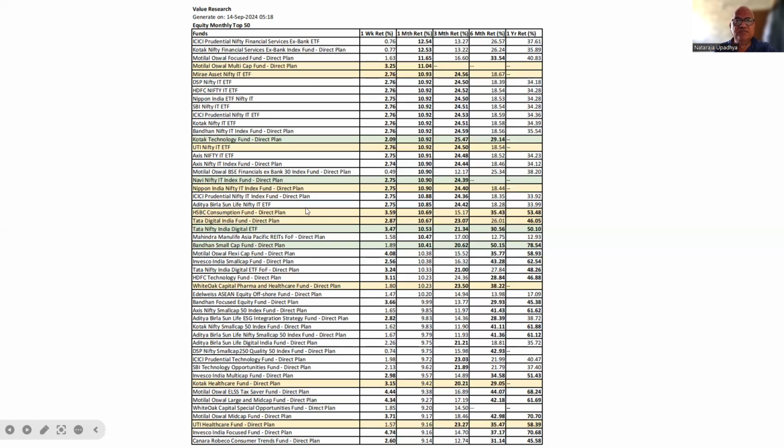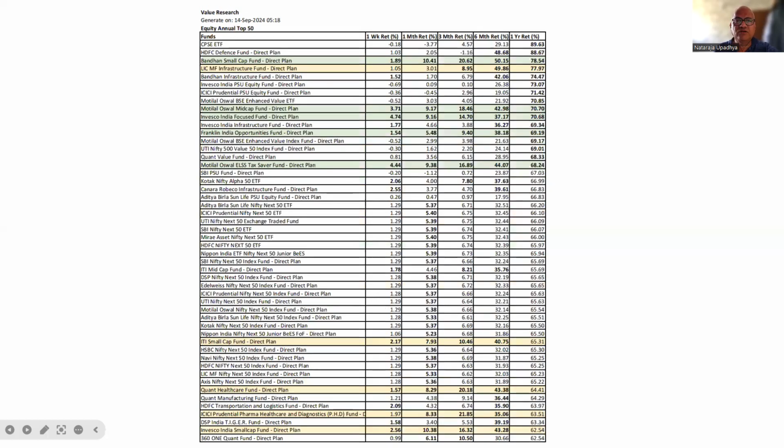This is by looking at the monthly top 50. Similar clarity we get by looking at the annual top 50. Again, here we mark those in green if they have above average return for all timelines from 1 month to 1 year, which are Bandhan Small Cap Fund with the 10.41% return for the month, 78.54% for the year. Motilal Oswal Mid Cap Fund, 9.17% return for the month, 70.70% for the year.